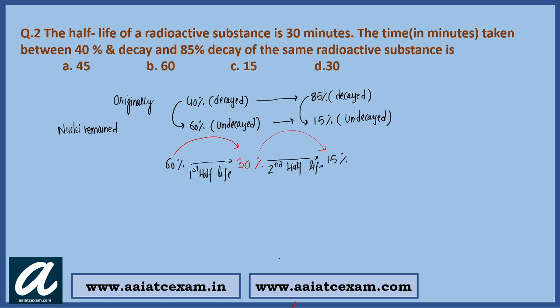So students, the value of n should be equal to 2. So how much time it will take? So time taken will be equal to twice the time for the half-life. So it is 2 times the 30 minutes, which will be 60 minutes. So students, it will take 60 minutes to decay that nuclei from 40% to 85%. So the right answer is B. I hope that you have understood this topic.